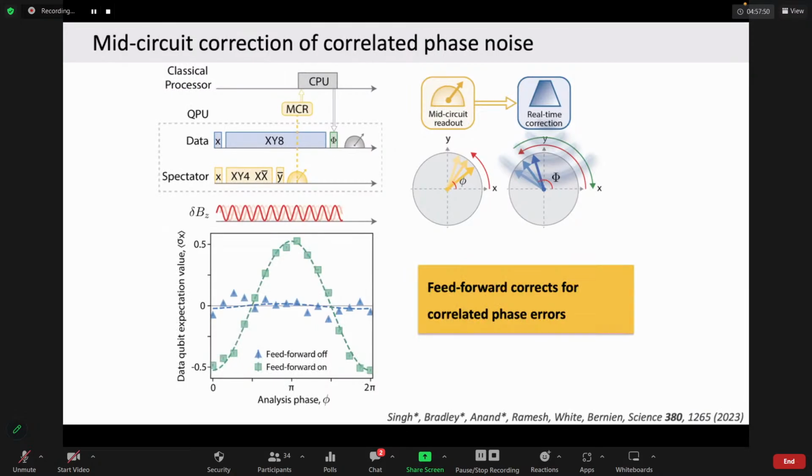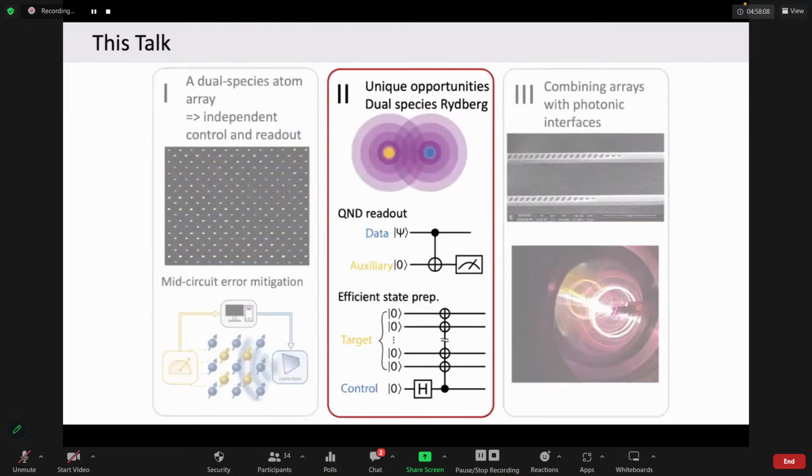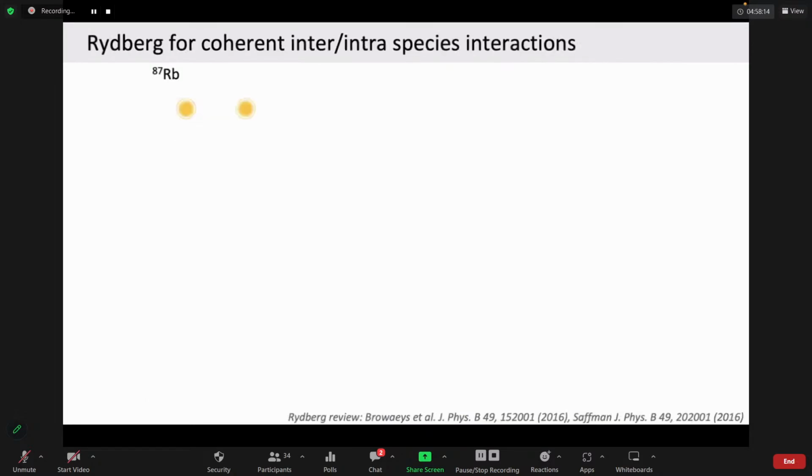And there are many more details under the hood. We characterize all kinds of frequency and amplitude dependence, but maybe in the interest of time, I will just continue here and conclude with this statement that feed forward corrects for these phase errors. So let me move on and think about what happens to these Rydberg interactions when we have dual species. Obviously, you can basically think of these dual species as in fact two independent atom arrays.